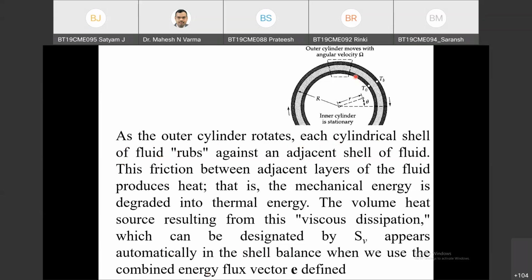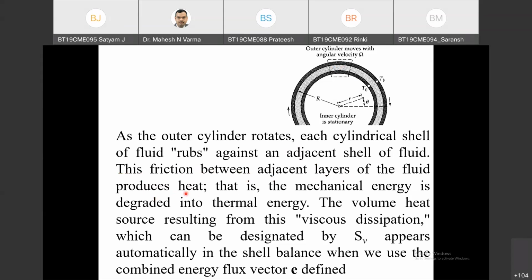So if you take a no slip condition, the outer cylinder is rotating with a velocity r omega, and the inner one is stationary, zero. Because this cylinder rotates, the fluid shells also move and rub against the adjacent shell, because one layer of the fluid is moving with higher velocity and another layer with a lower velocity. They rub against each other, and this friction between adjacent layers of the fluid produces heat.